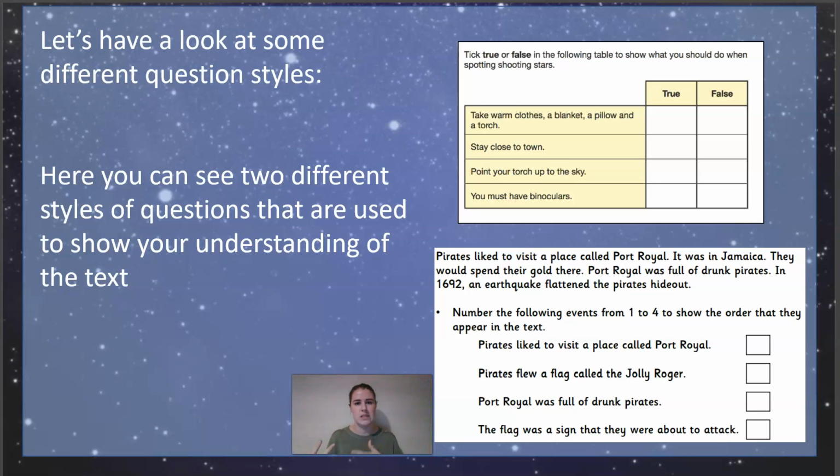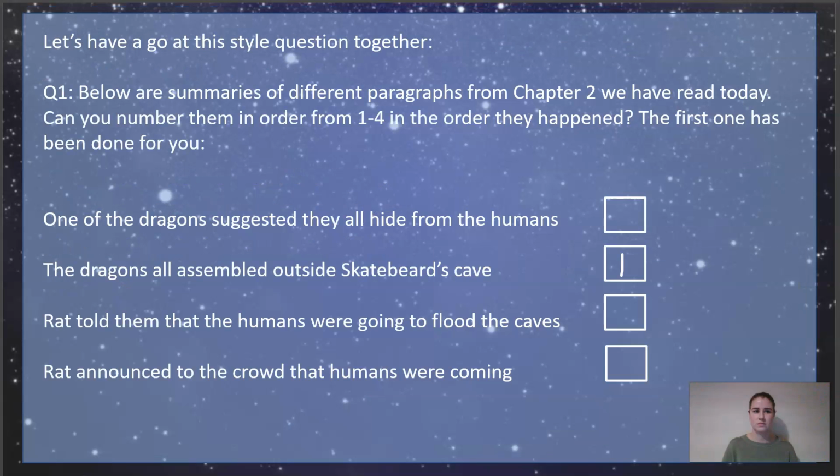So we're going to have a go at doing one together. I'm going to show you how to do it, and then you're going to have a go together. So let's have a go at this style of question together. Question 1: below are summaries of different paragraphs from chapter 2 we have read today.